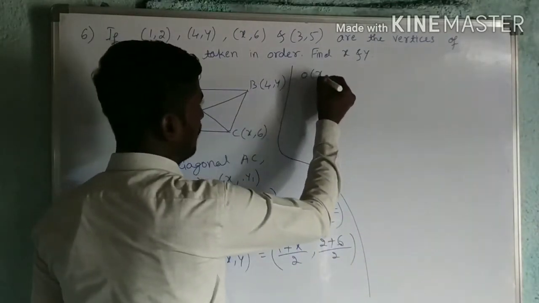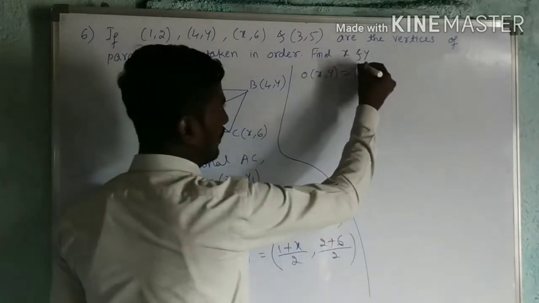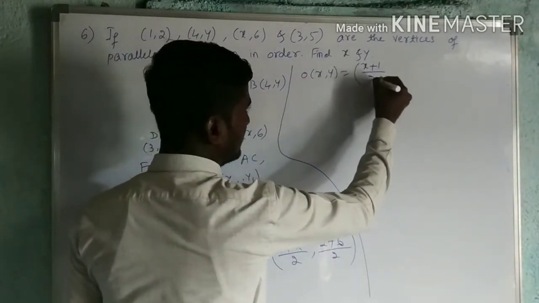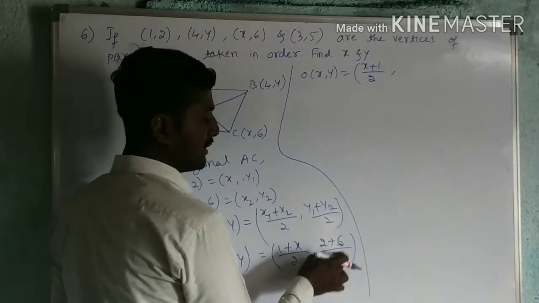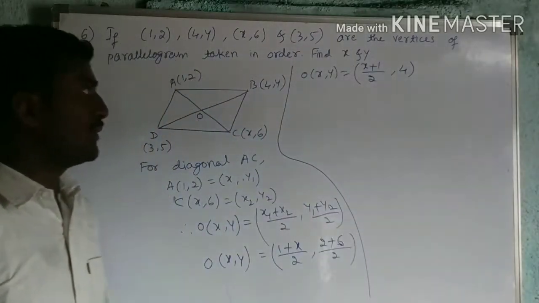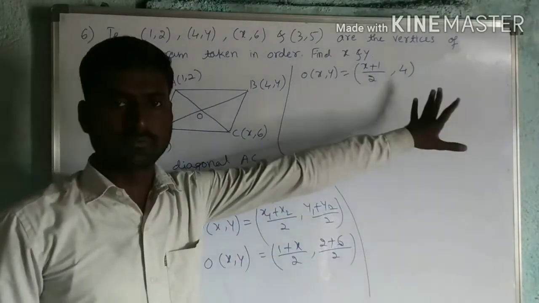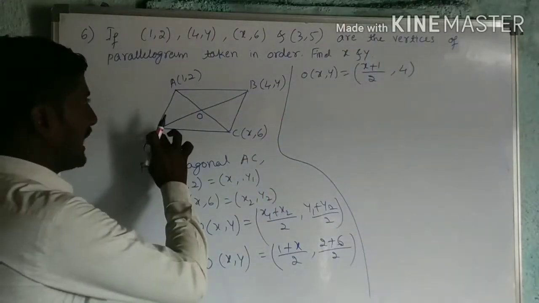Now the next procedure. O of x comma y is equal to x plus 1 by 2. I cannot change it, so I write it as it is. 6 plus 2, 8 divided by 2, that is 4. So here I got O of x comma y is x plus 1 by 2 comma 4. This is final. Now I will go for the diagonal BD.